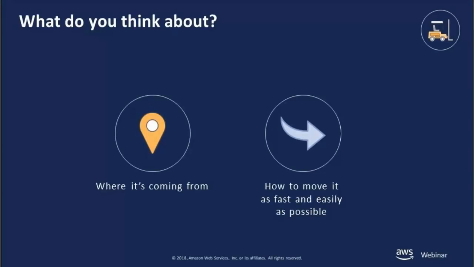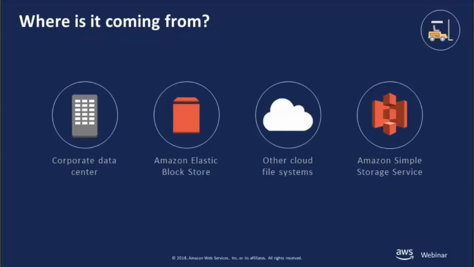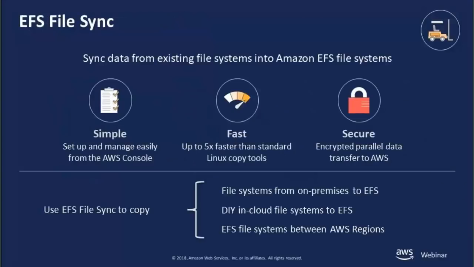So typically we think about where's the data coming from and how we can easily move the data as fast as possible. So typically we see data coming in to EFS from either an on-prem data center, maybe from an EBS volume or other cloud offerings, other software appliances within the cloud, and also coming from Amazon S3. So when you're coming from on-prem or even from, say, EC2, we do have a tool called EFS File Sync. And EFS File Sync is a management console tool that allows you to ingest data into EFS very quickly.